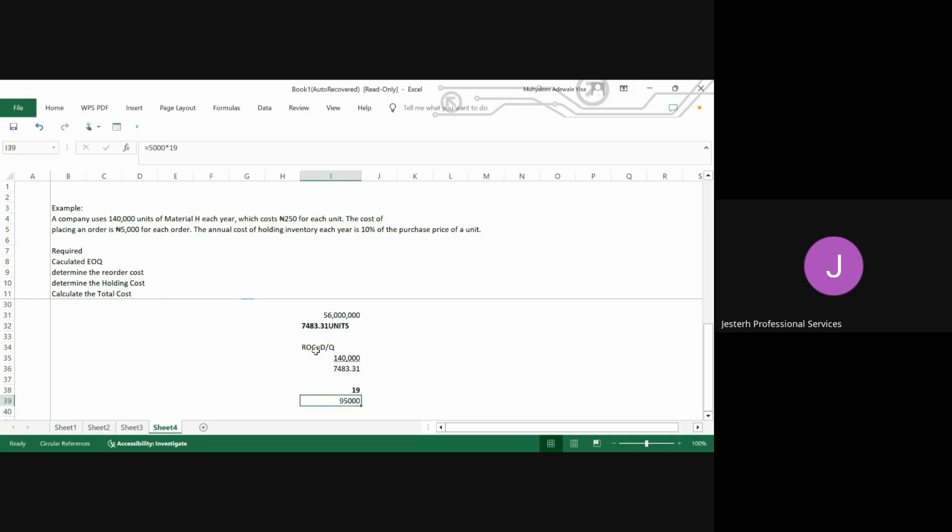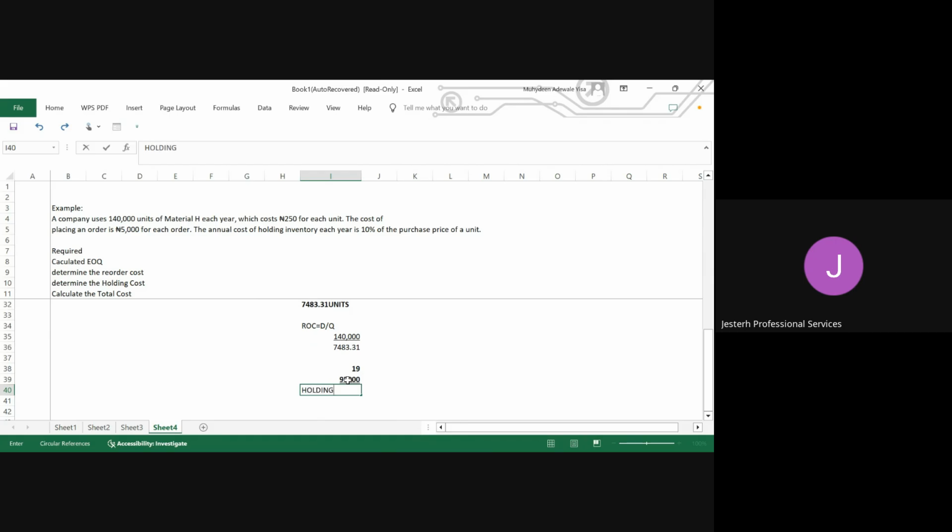It means if the organization decided to purchase this order 19 times to meet the annual demand, the total placing cost they are going to incur is going to be 19,000. So the purpose of doing this is just to minimize our costs. Now, we have determined our other costs. Now, let's go to the holding costs.